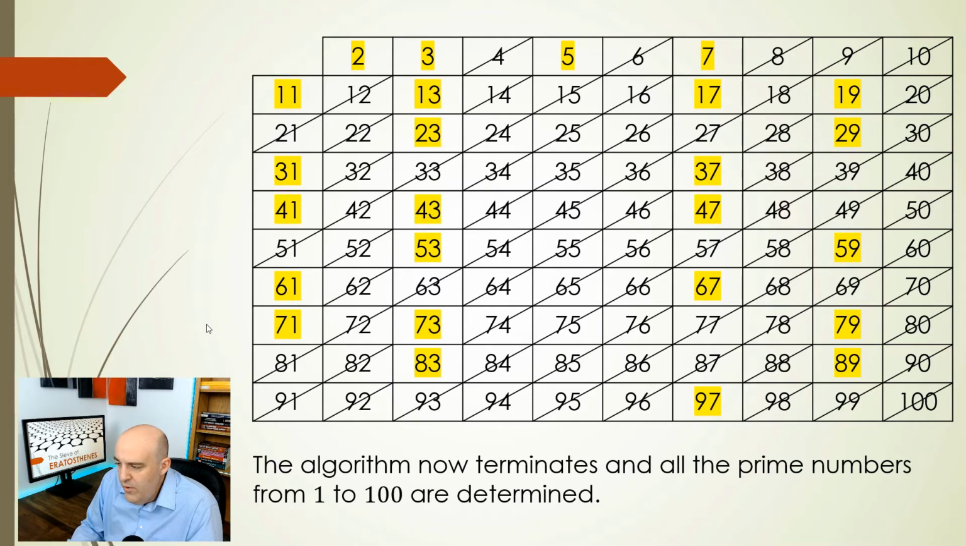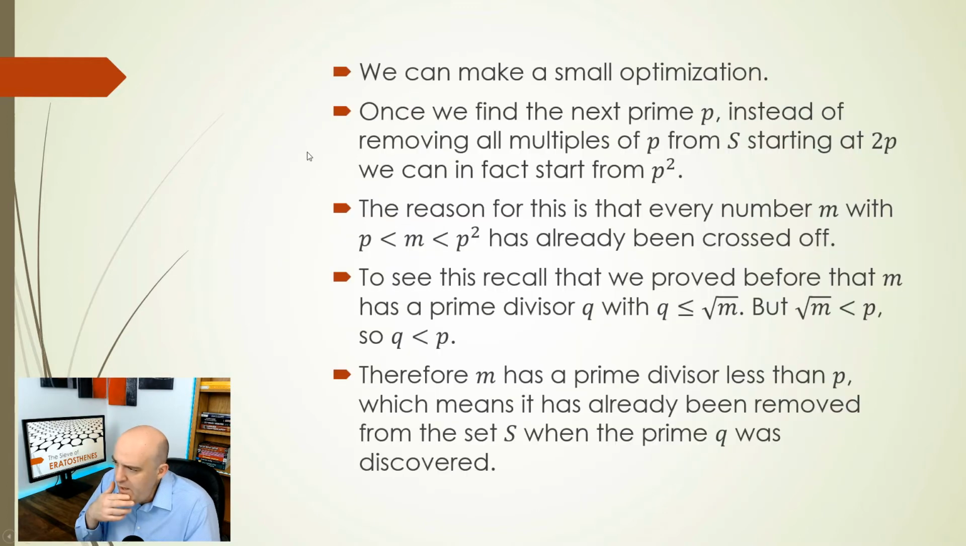Now, before we go on, let's just mention another little optimization we can make. The way it is now, once we find a number p, we remove all the multiples of p, starting at the next one, which would be 2p, then 3p, all the way up. But in fact, instead of starting at 2p, we can start at p squared and then remove all the multiples from that.